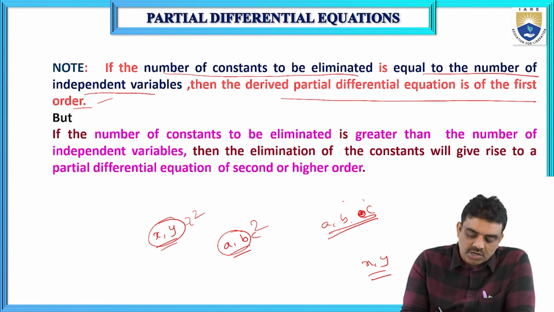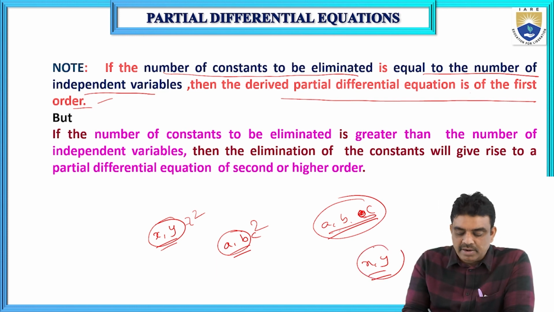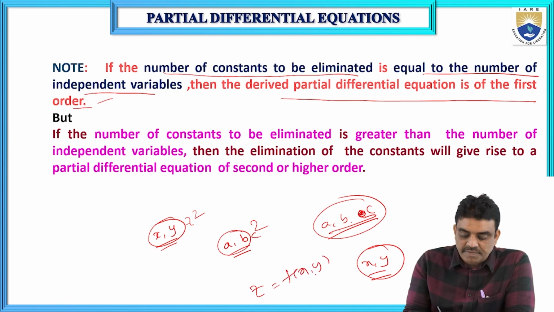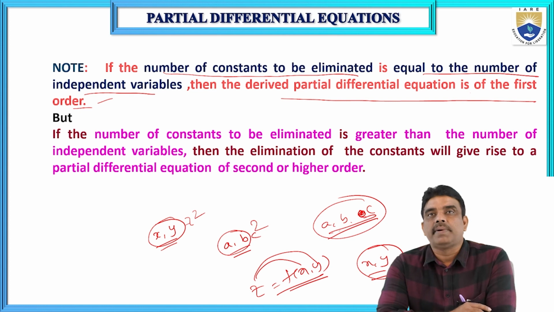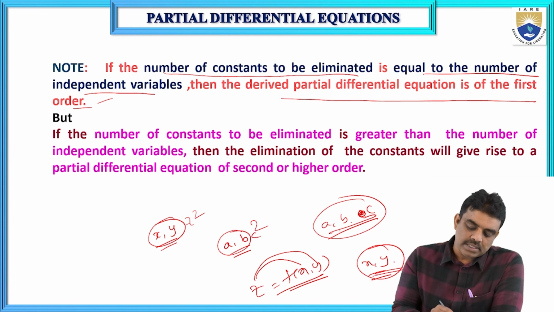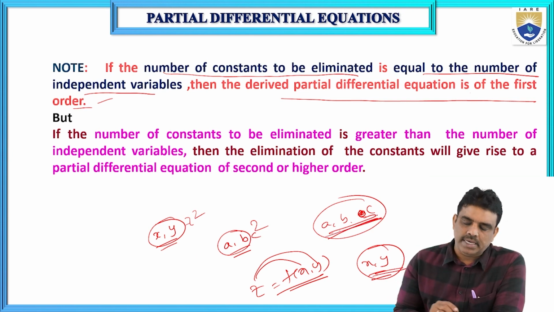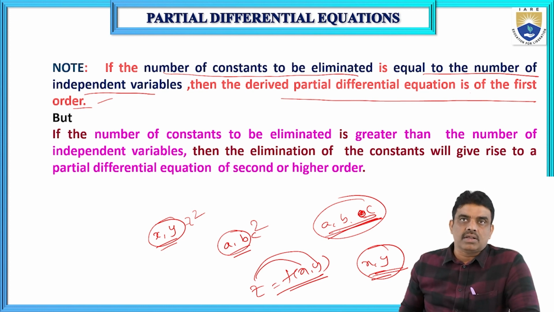Suppose there are 3 constants to be eliminated and the independent variables are x and y; z is a dependent variable because z is a function of x and y. Z is depending on x and y. So z is called the dependent variable and x and y are called the independent variables. So if there are 2 independent variables and 3 constants to be eliminated, then the formed differential equation is of second or higher order, and it is not of first order.